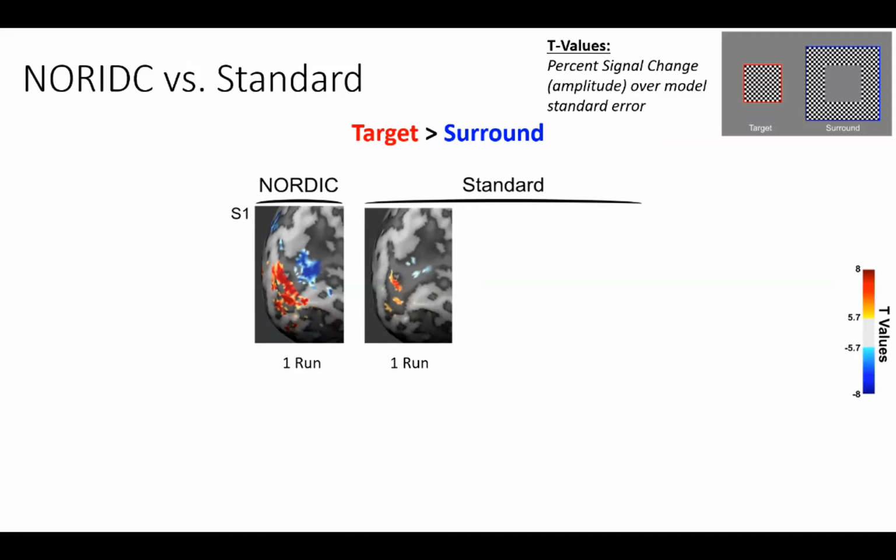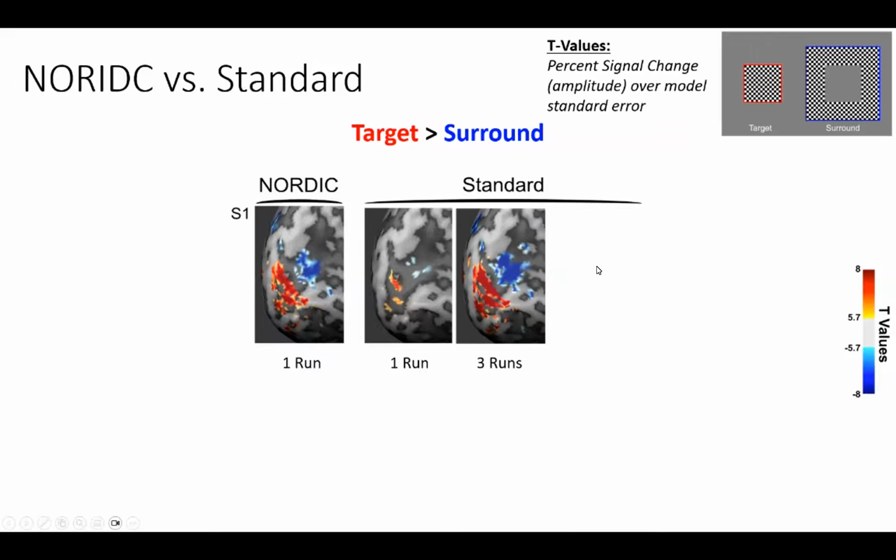And so here's an example of this. T maps. So in blue, you see the activation to the surround. In red, you see the activation to the target. This is like an infrared cortical representation of the occipital cortex. This is the calcarine sulcus, and this would be the retinotopic representation of the target for one Nordic run and one run of standard data.